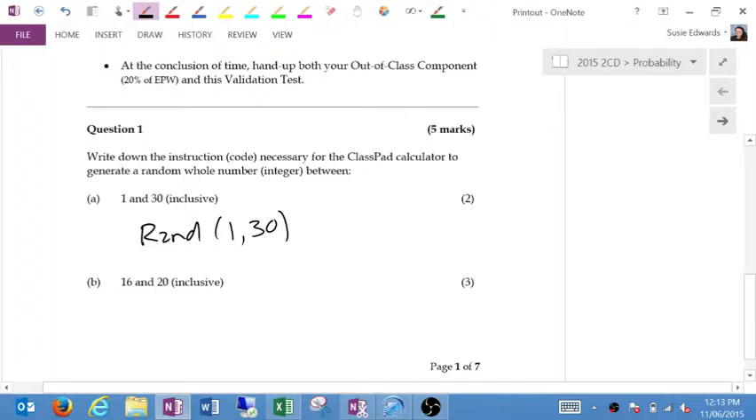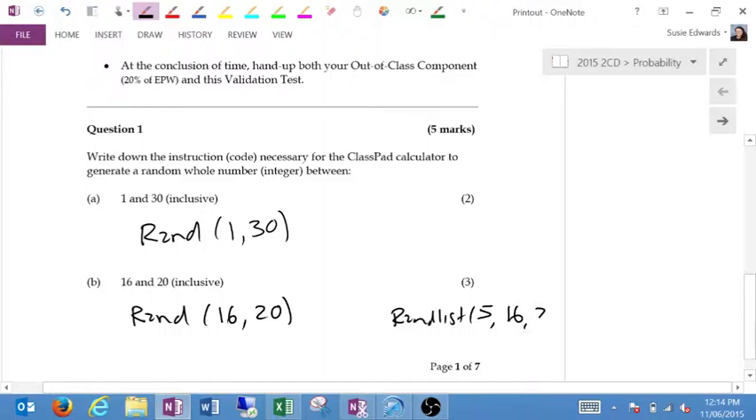Okay, what about for B, 16 and 20 inclusive? Quinton? Perfect. So we just need to be able to use that round. If I said I wanted to have a list of 5 numbers between 16 and 20, what would I write then? Mitchell? Yeah. So something like that. If I want 5 numbers, instead I use rand list, and I go with that. Are there any questions about that? So that's just a review of yesterday.